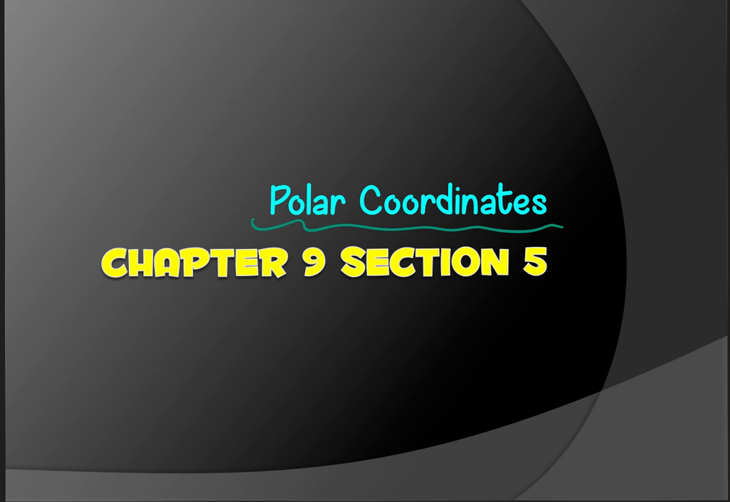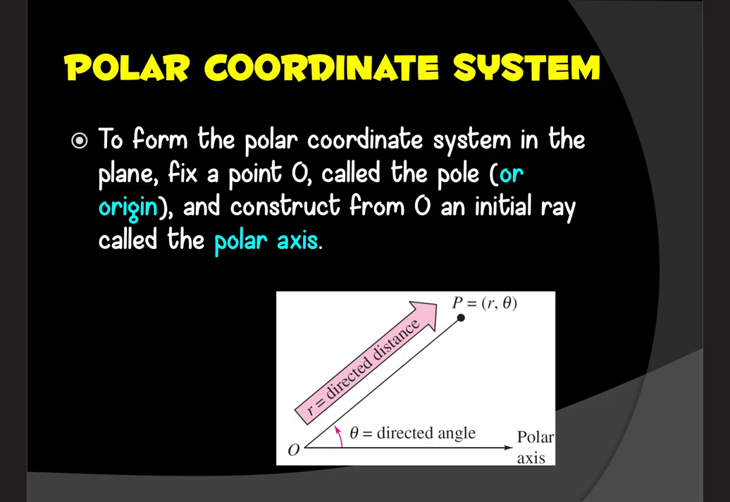Today, we're going to graph something called polar coordinates. So everything we've done up to this point, rectangular coordinates, were x's and y's, and we plot them on a coordinate grid. We've even done complex, like a plus bi, and we put it on a complex coordinate grid. What we're going to do from this section and the next is put it on what's called a polar coordinate system. So to form the polar coordinate system in the plane, there's a fixed point. In this case, it's called O, which is the pole, also called the origin, and construct from O an initial ray called a polar axis.